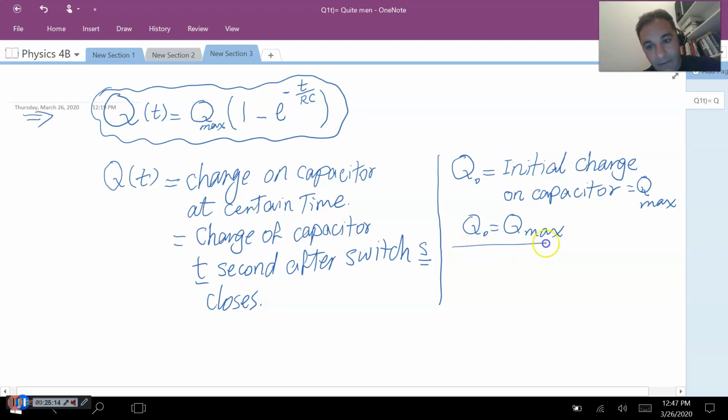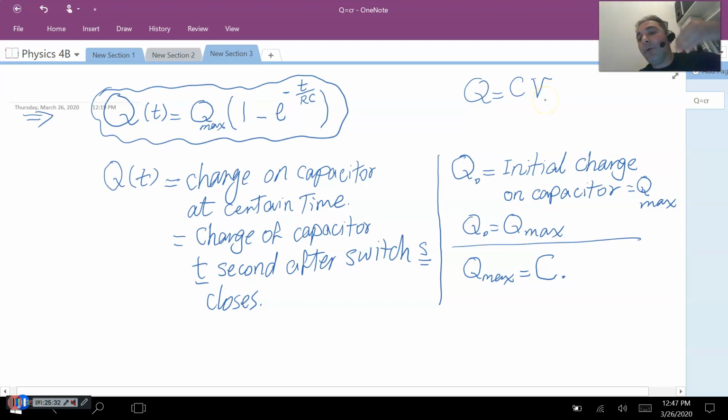Initial charge on capacitor. What is Q max, guys? The maximum charge. We know this equation, Q is equal to what? CV, right? So Q max will be C times V. What was the maximum voltage of the capacitor? It was the same as the voltage of the battery, correct? It was the same as the voltage of the battery.